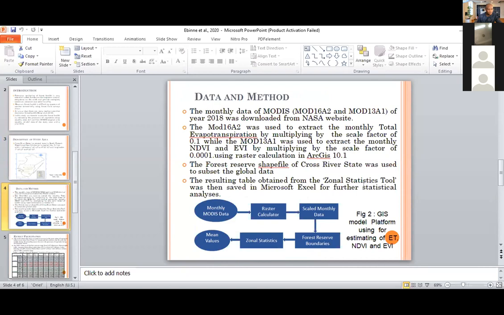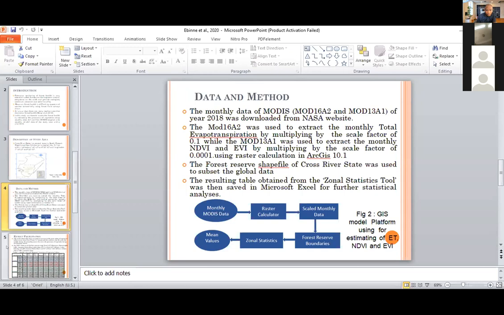In our methodology, you have the procedure through which we extracted NDVI, EVI, and also ET, which is evapotranspiration. That's exactly what we did in that case. By the time we extracted these things, we had to produce results.